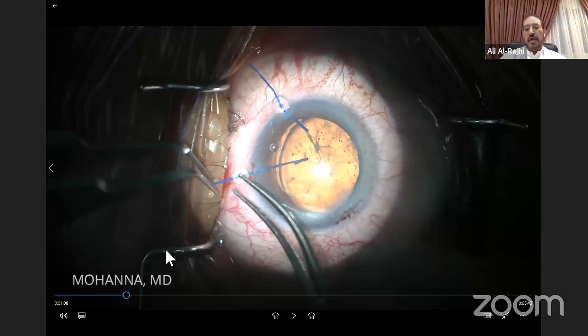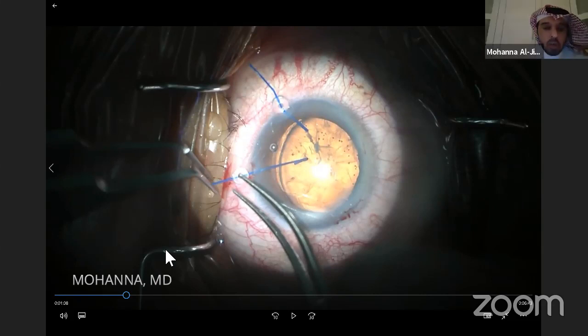this is fine. Another way of doing it, as you started correctly, is to insert a capsular tension segment and then pull the lens towards the area of the zonular dialysis. And you can remove these hooks so that the tension will be on the equator of the lens, and they can proceed.